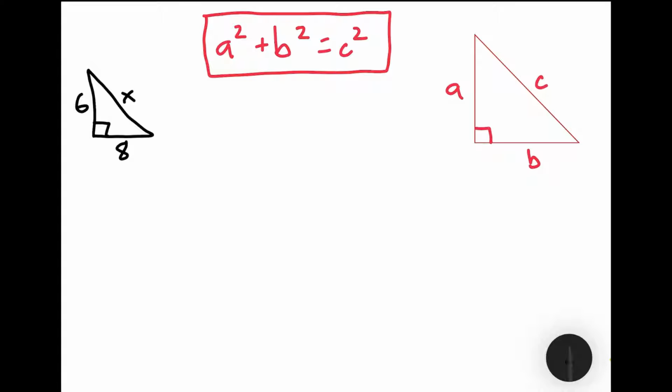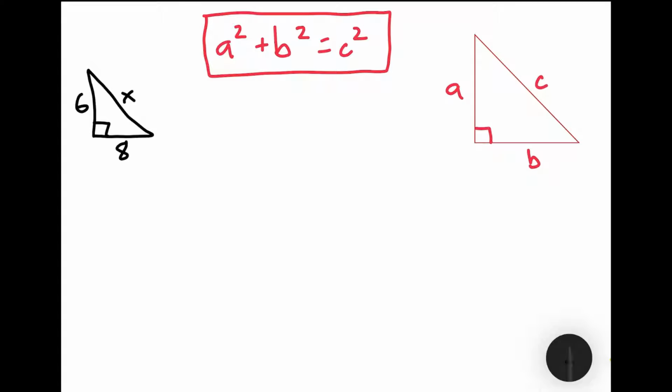In this video, we'll be using the Pythagorean Theorem to find the missing side of a right triangle. If you do not know, the Pythagorean Theorem is an equation to help you find the missing sides of a right triangle. And a right triangle just means that two sides give you a 90-degree angle.